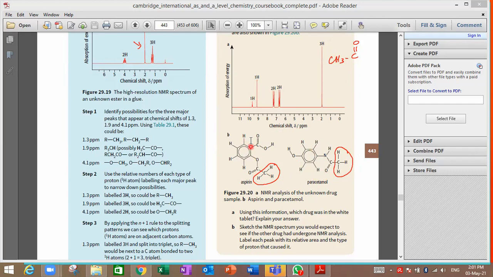Now, if we look at this, we said that we should have a peak corresponding to this one alone, and for this one alone, and these two are equivalent, and this one alone. So we would have a peak corresponding to 1 proton, a peak corresponding to 1 proton, a third peak corresponding to 1 proton, and a peak corresponding to 2 protons. So we should have 3 peaks corresponding to 1 proton. Here we have only 2. Understand what I mean?